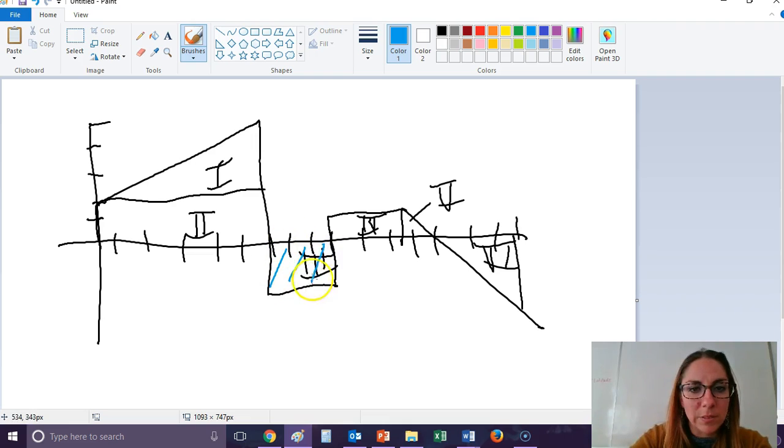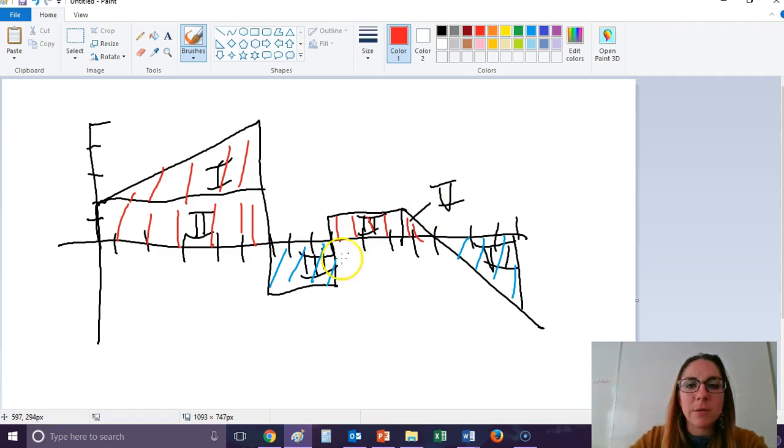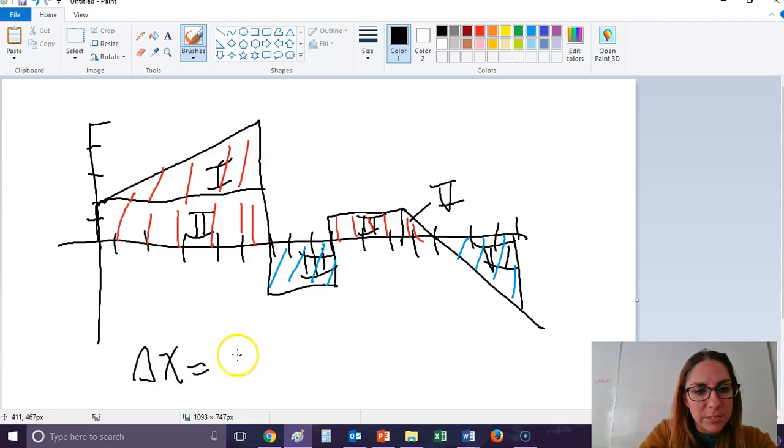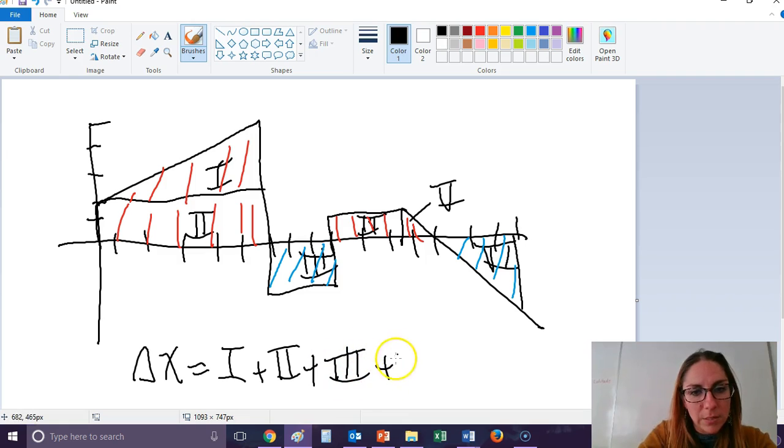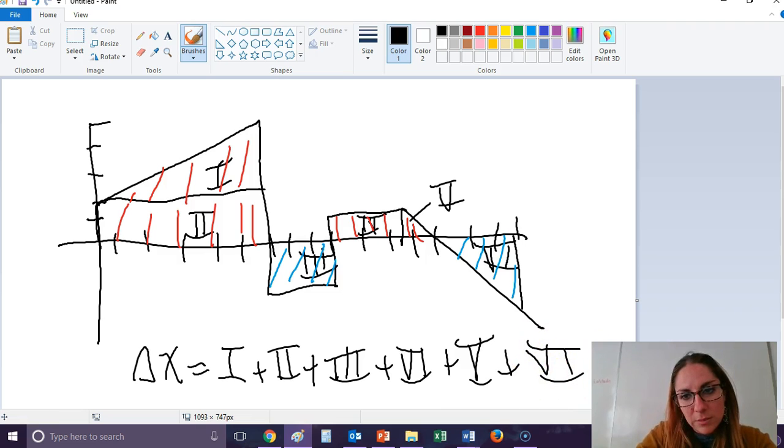These will be negative because they're under. These would be positive because they're over. Now notice that these shapes right here, I broke into squares and triangles because they're just easier to solve. So you would do the same process, so the delta x would be the sum of all the parts. 1, 2, 3, 4, 5, 6. So I won't use numbers at the moment to show you, but that's how you would solve something very complex.